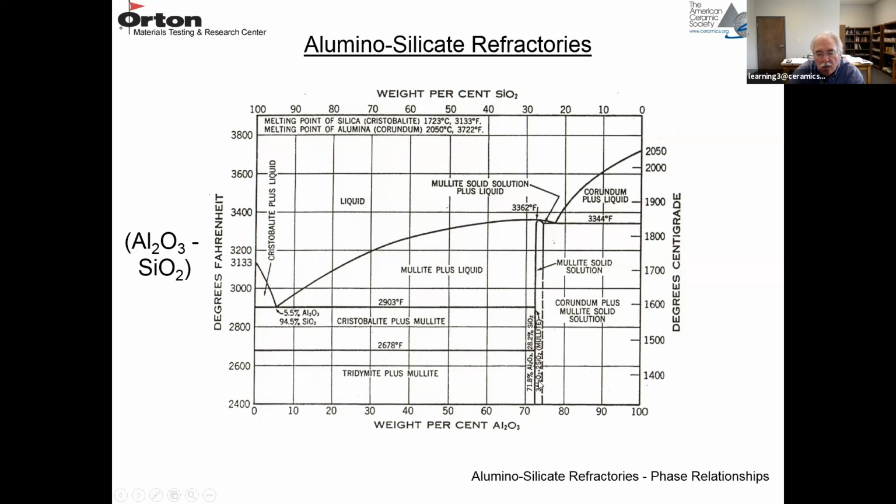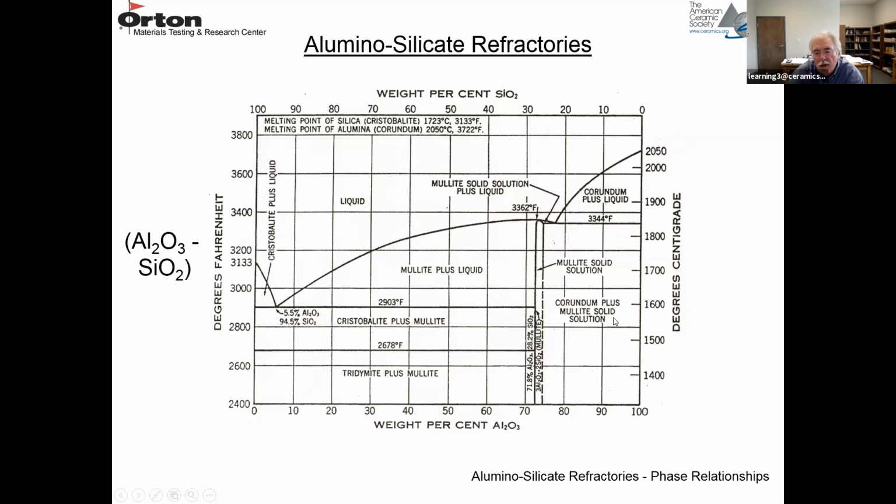So to the left of the mullite material, as you heat it up, you have tridymite plus mullite, then you have cristobalite plus mullite, and you have mullite plus liquid in this two-phase region, cristobalite plus liquid over here, and you have a eutectic at about 5.5% alumina.